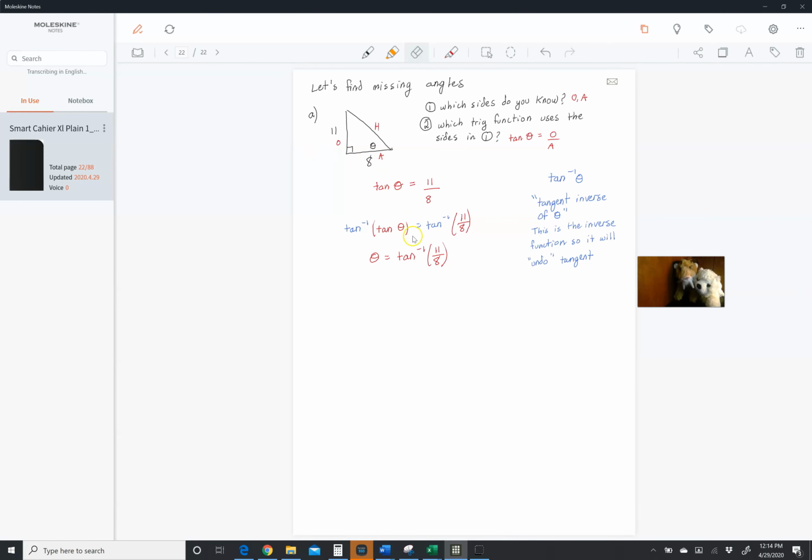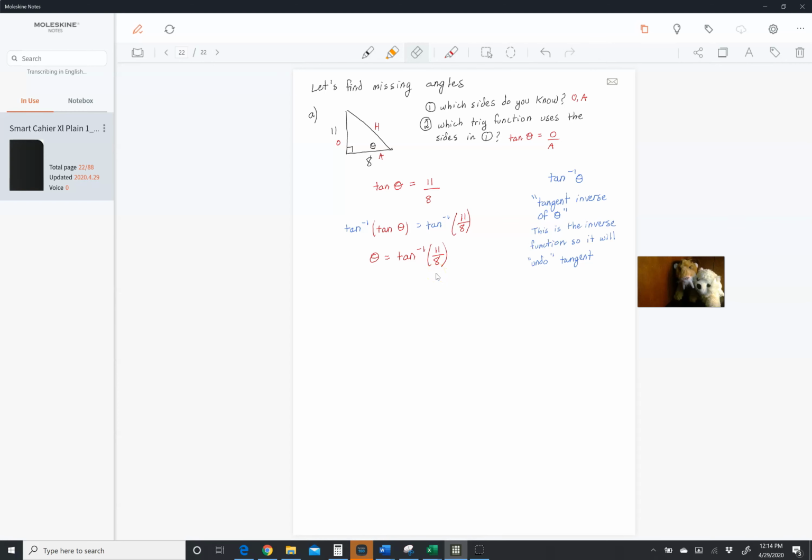Okay, so a couple of things. First, you're already kind of familiar with this notation because when we did inverse functions, you saw that f inverse of x, right? You had f of x and then you had f inverse of x, which had a little -1 there. So you're already familiar with the notation. Second thing is tangent inverse is a function just like tangent. So tangent inverse needs an input. The input is 11/8.